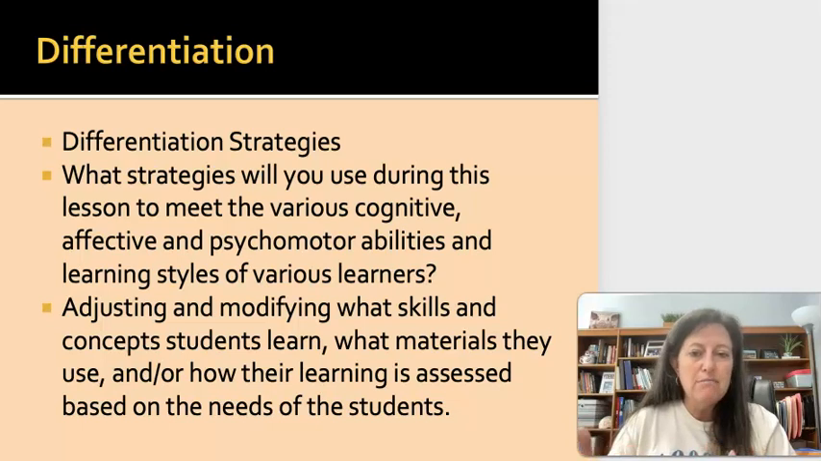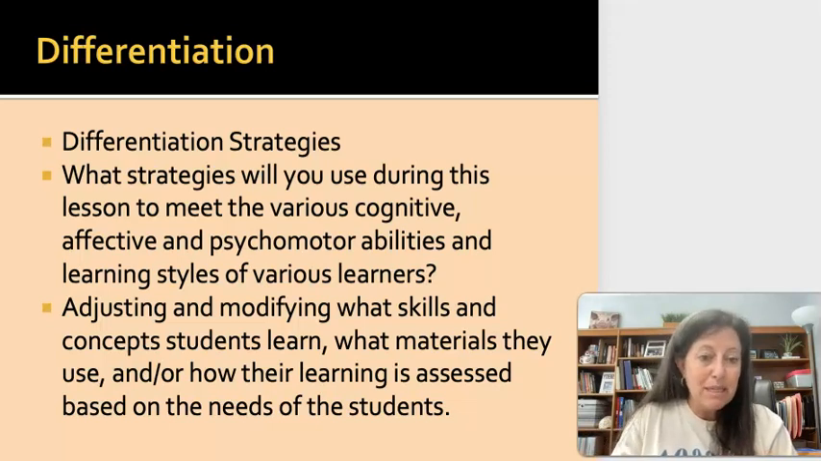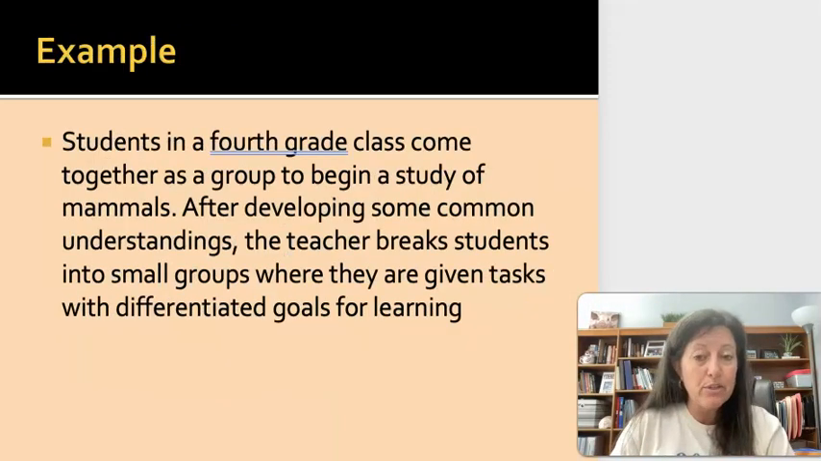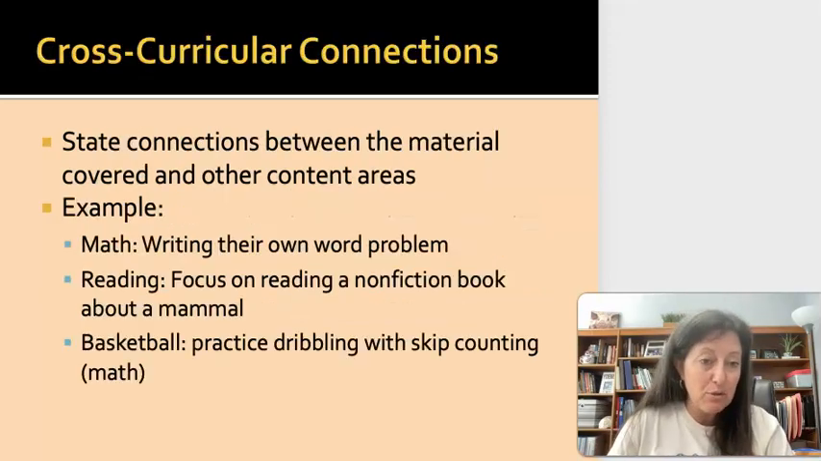And we need to learn to adjust and modify what skills and concepts the students are learning, what materials they use, or how their learning is going to be assessed based on their individual needs. Now, differentiation, as I said before, is going to mean varying the content, the material, the pacing, the activities, sometimes grouping or scaffolding, adapting instruction so students have a choice for taking in information, making sense of ideas, and expressing what they have learned. So, example here, students in a fourth grade class come together as a group to begin a study of mammals. And after developing common understandings and basics, the teacher breaks them into small groups where they're given different tasks with differentiated goals for learning based on the groups that they're in.